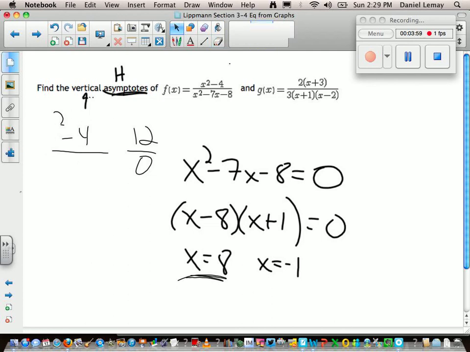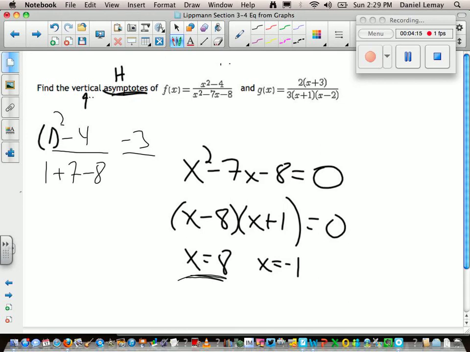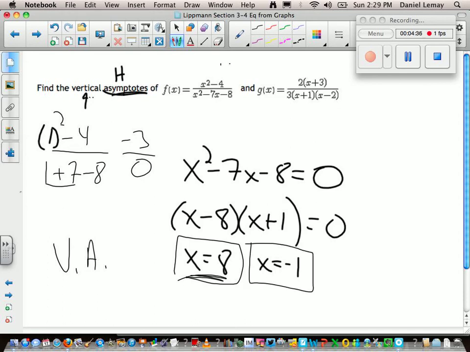-1 squared is 1, which would give me -4 and -3 on top. And the denominator, I'm going to get -1 squared is 1, plus 7, minus 8. So that's going to be 8 minus 8 is 0. Can't divide by 0 again. So that tells me there's a vertical asymptote. And when you write vertical asymptotes, it's certainly appropriate to write VA to stand for that. But if they ask you for the asymptote, write it x equals 8 and x equals -1, okay? Unless my open math asks you to do something else. Okay?